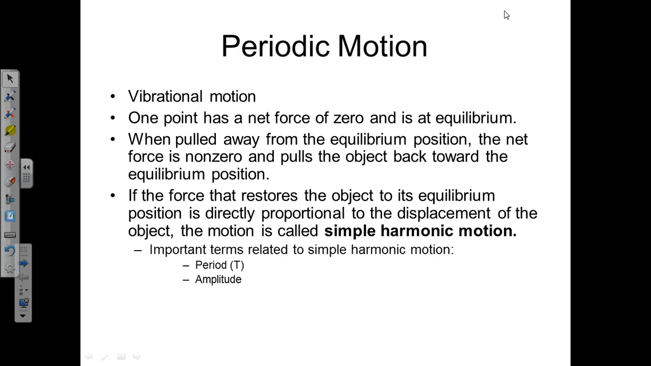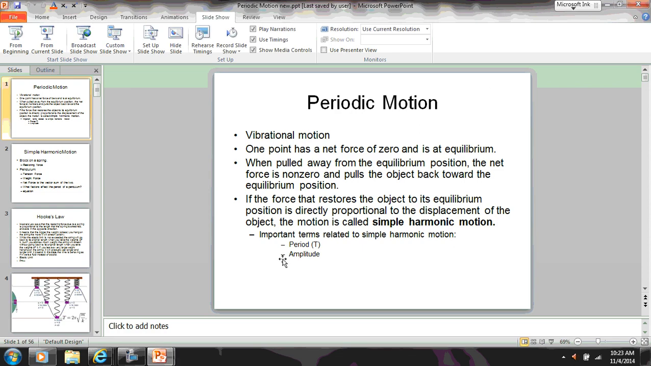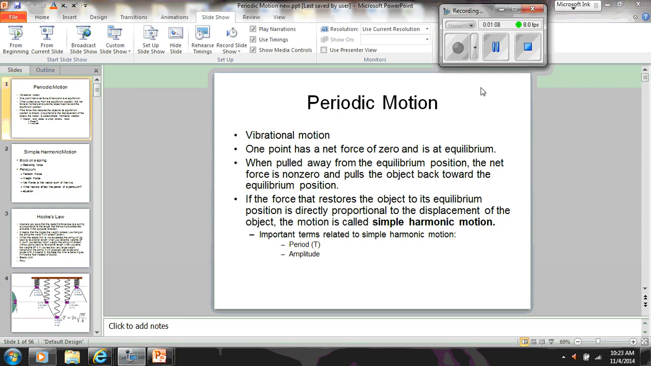First thing I'm going to do, though, is show you two little video clips about simple harmonic motion. And those of you who are watching this on video, I will put the URL up at the end of my video for the two videos I'm about to show. So, I'm going to pause this now.